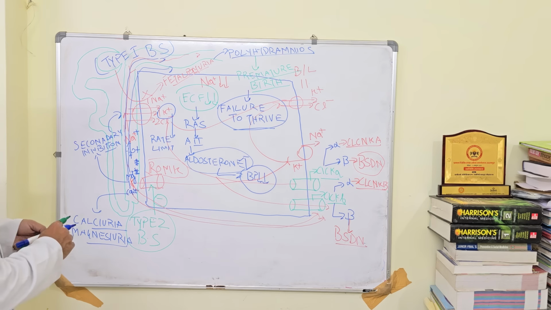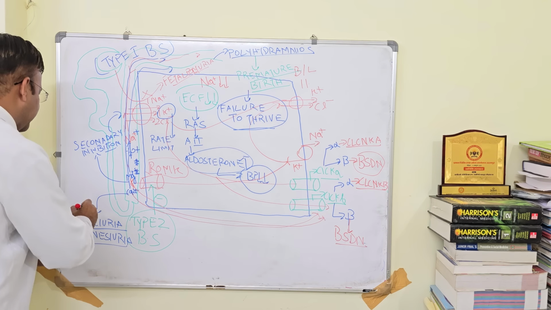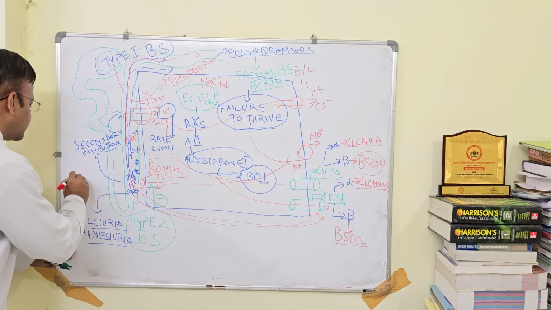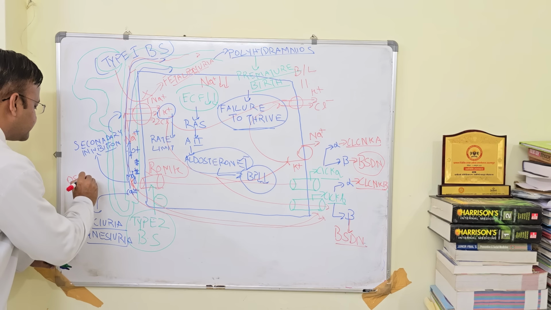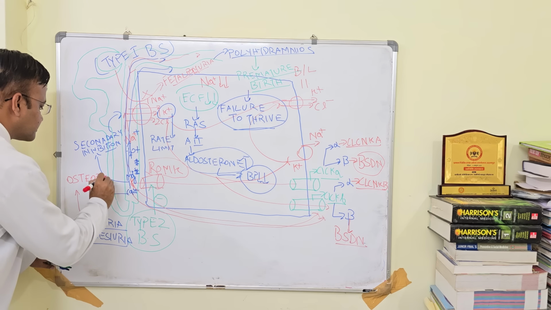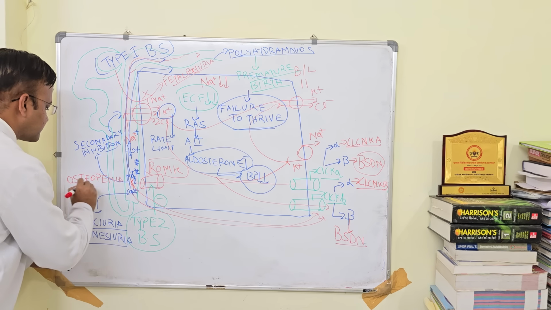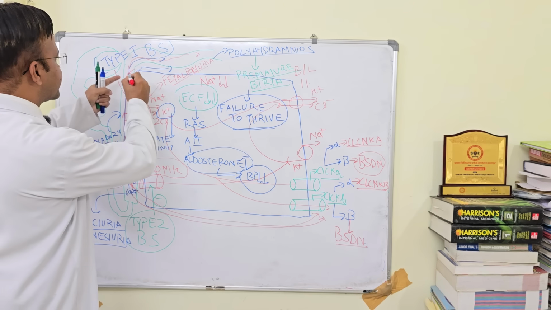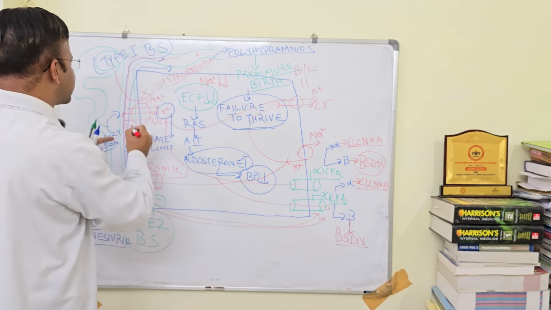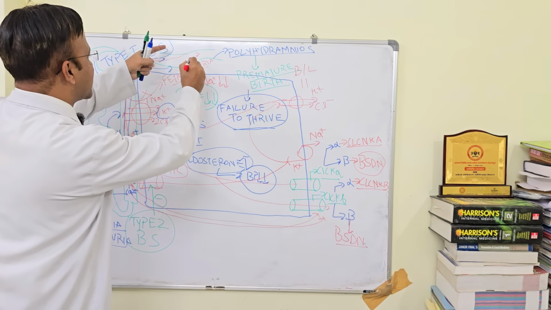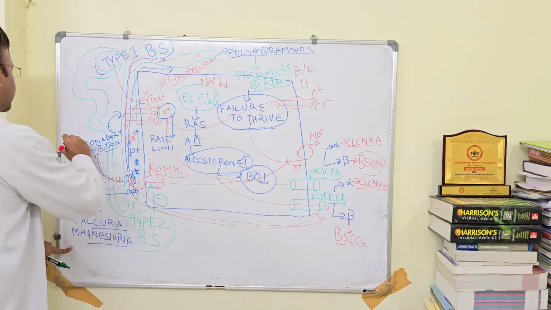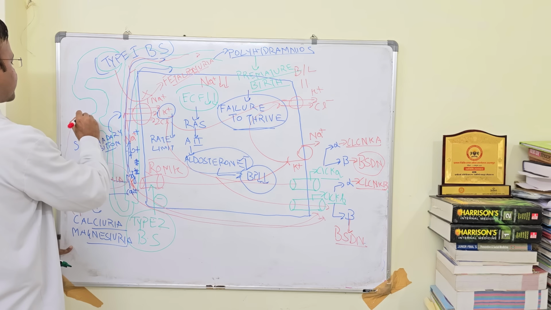Now, what can calciuria lead to? The calciuria in turn can lead to osteopenia. The bones will be depleted of calcium. And what else can calciuria lead to? If you are having excess of calcium over here, there is higher probability that this calcium can get deposited in the nephron. So this can lead to nephrocalcinosis.